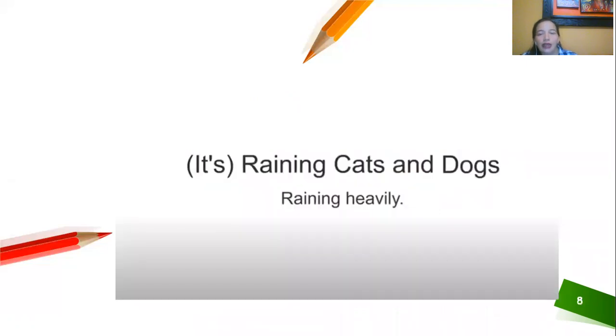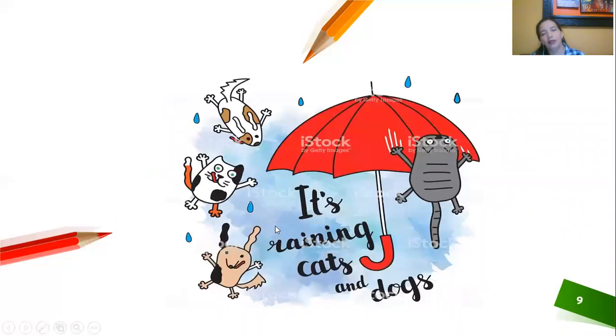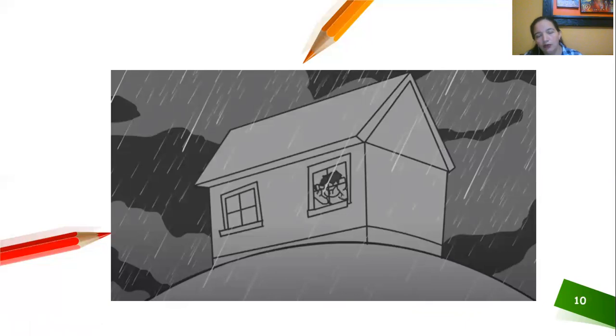It's raining cats and dogs. What's the meaning of that idiom? It means raining heavily. So if we think about each of the words, we will have this in our minds, right? It's raining cats and dogs. So cats and dogs falling from the sky. But that would be the literal meaning. The real meaning is this one. It's raining very hard, right? So it's an idiom. You cannot translate it word by word.